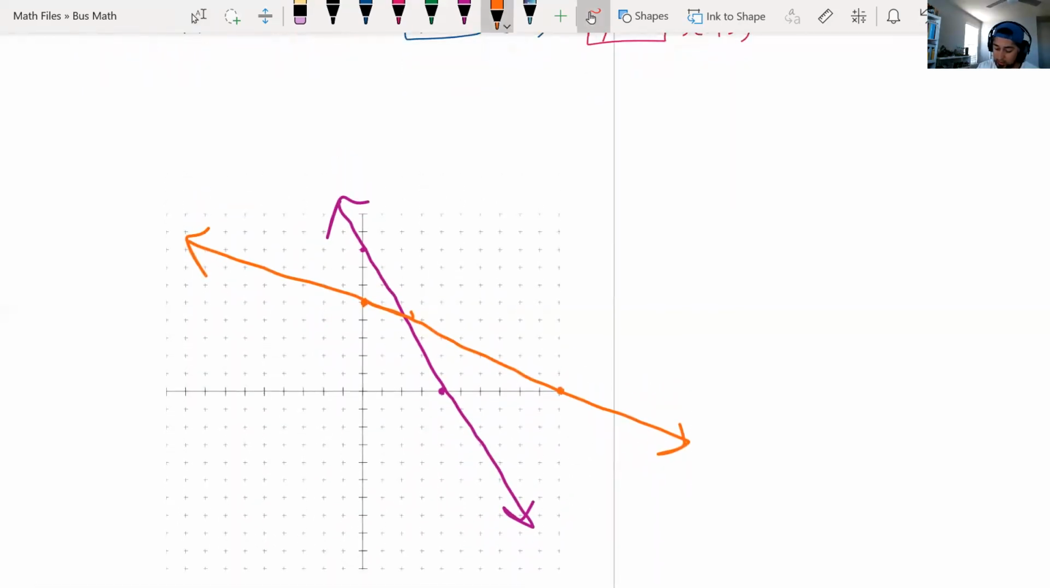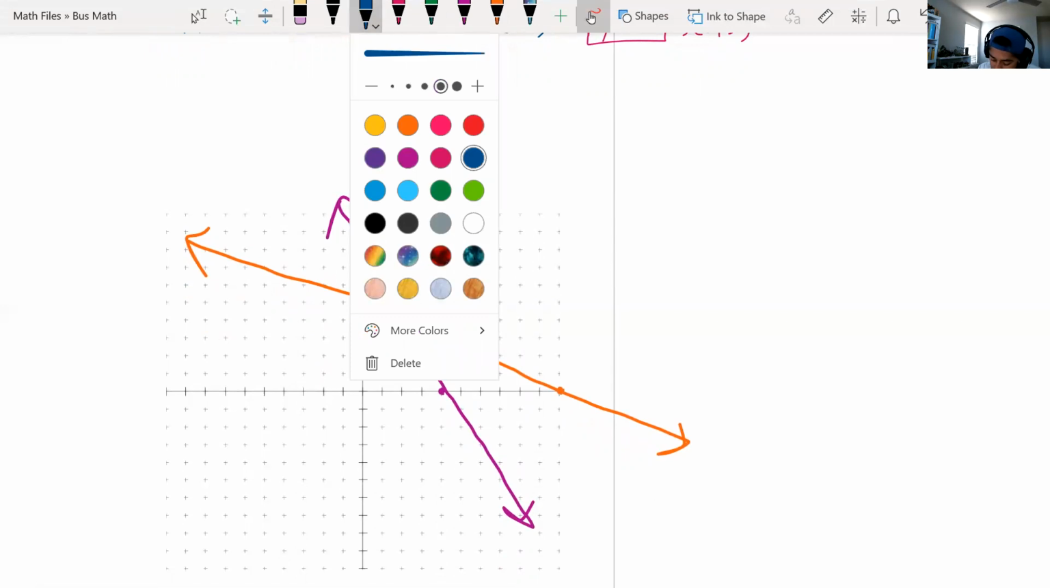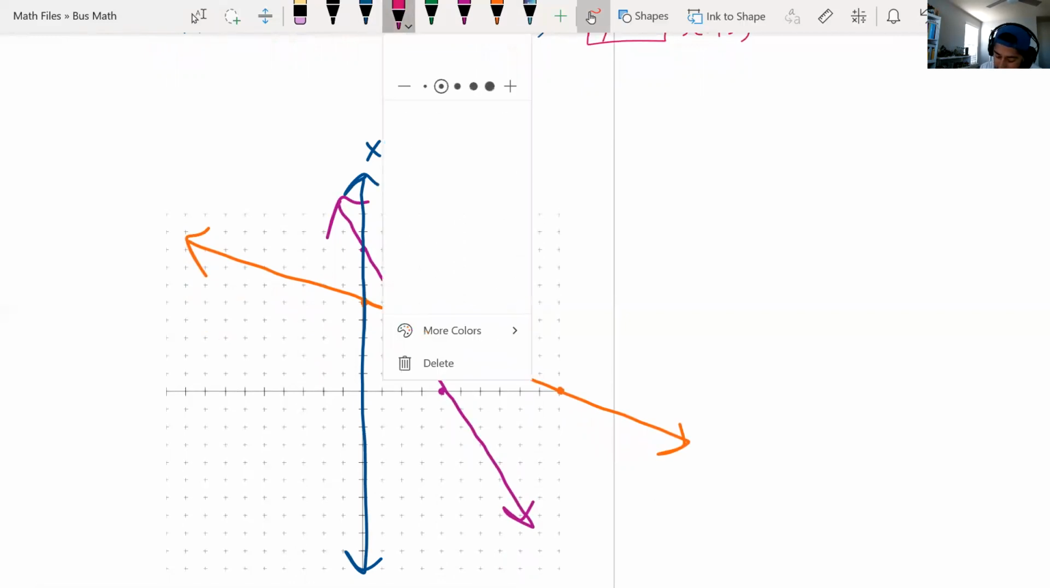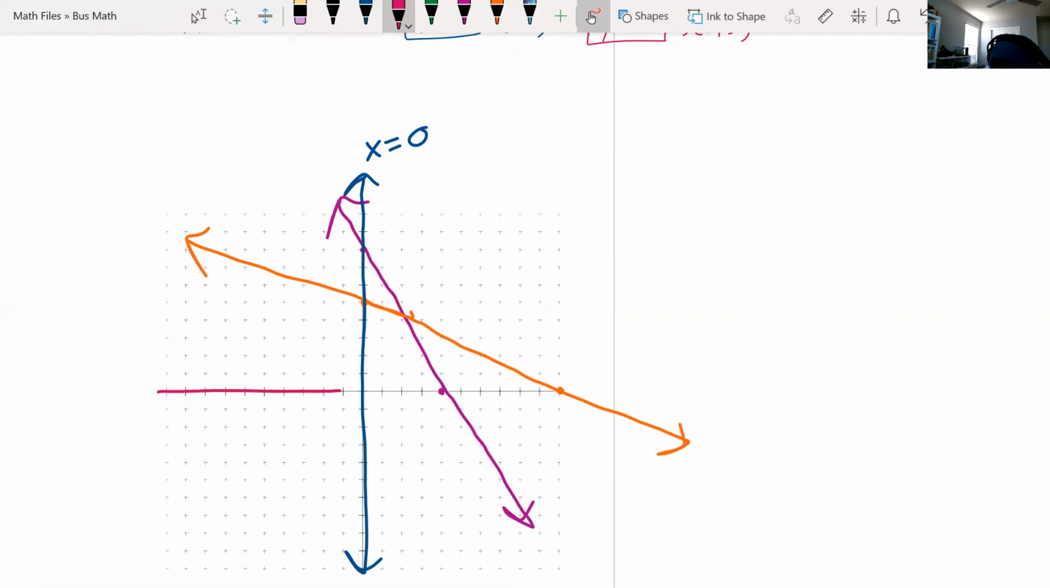And then I can draw the non-negative restrictions. So I'll just make that into blue. Here is x equals 0. And then here's y equals 0.